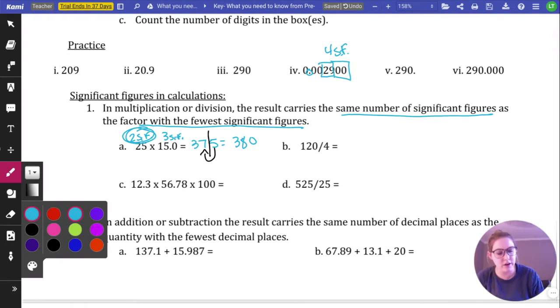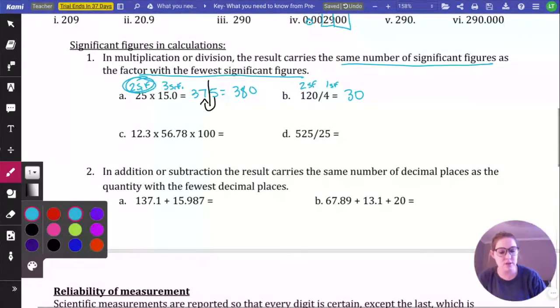Same thing over here. 120 has 2 sig figs. 4 only has 1 sig fig, so my answer should have 1 sig fig. 120 divided by 4 is 30. 30 only has 1 sig fig right now, so it's good to go. I'll leave C and D for you guys to do.